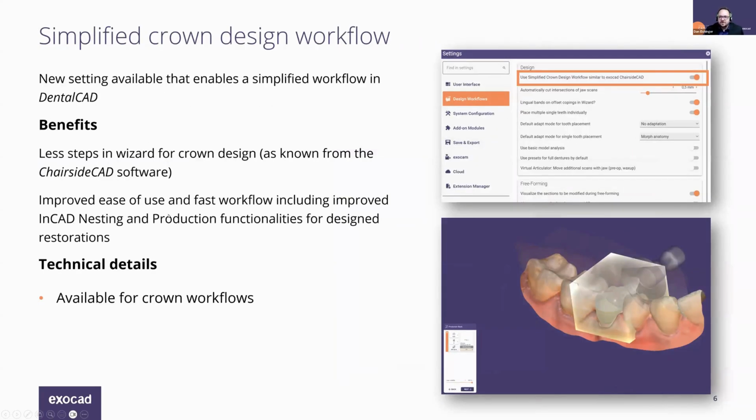And another feature with the simplified crown design workflow is to enable in-CAD nesting. So we have multiple machines that have, as we classify, chairside integration. So you can actually nest your crown in the CAD block while you're in the design UI and send it to your milling machine.